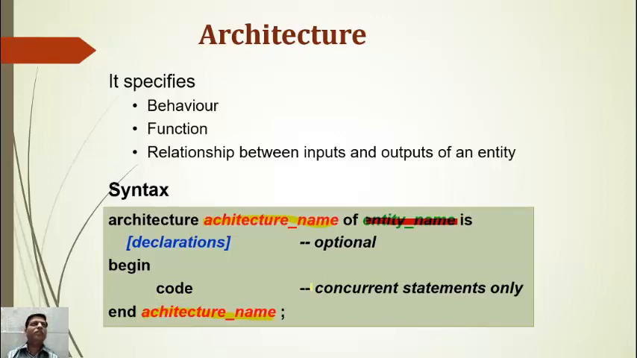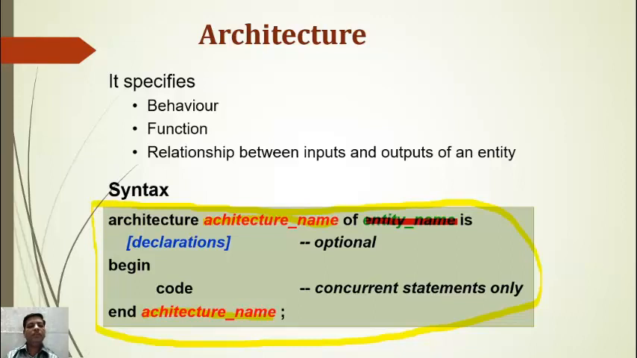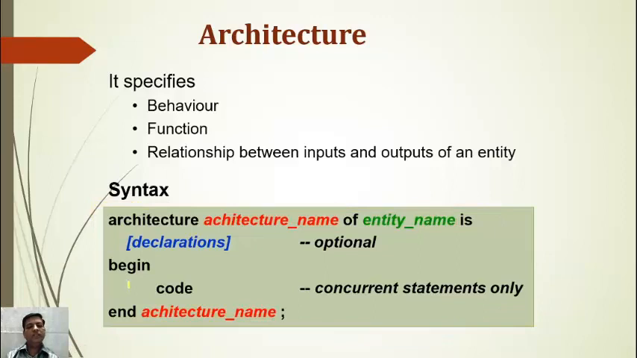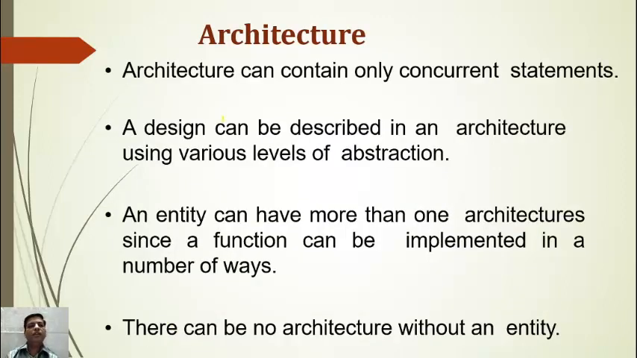Whatever concurrent statements we define, we write in terms of code. Concurrent statements only. Concurrent means parallel programming. So end architecture name semicolon. In this way, this is the architecture syntax. Everyone got it? Architecture specifies behavior, function and relationship between IOs. Architecture can contain only concurrent statements. Concurrent means parallel statements.